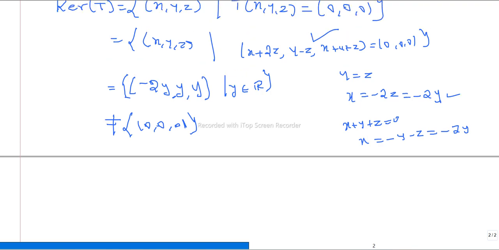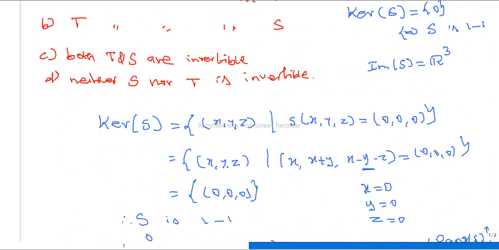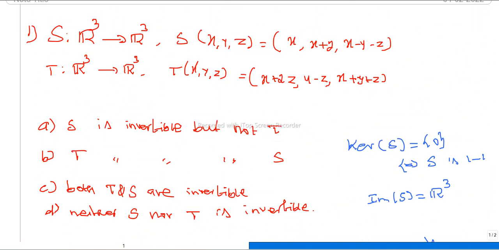Since the kernel is not equal to 0, the map T is not 1-1. Since T is not 1-1, you can easily say that T is not invertible. Invertible means both 1-1 and onto. Here we know T is not 1-1, therefore it is not invertible. Therefore S is invertible but not T. So that is the correct option, the first option. S is an invertible linear transformation, but T is not, because S is 1-1 and onto, but T is not 1-1.